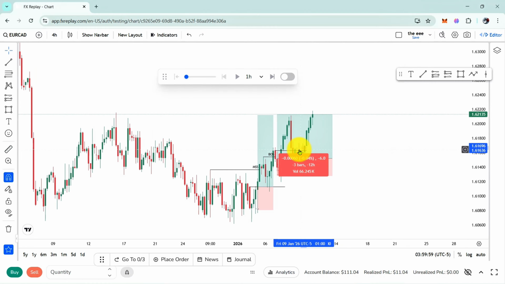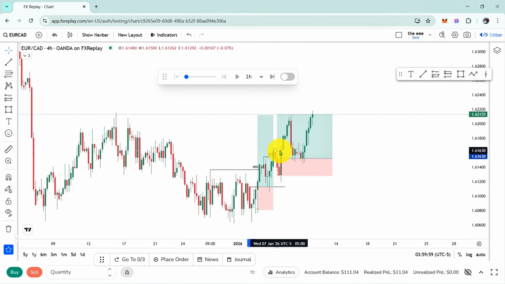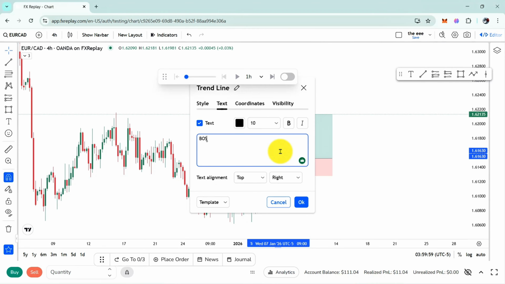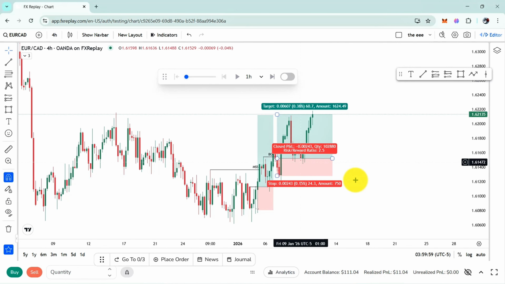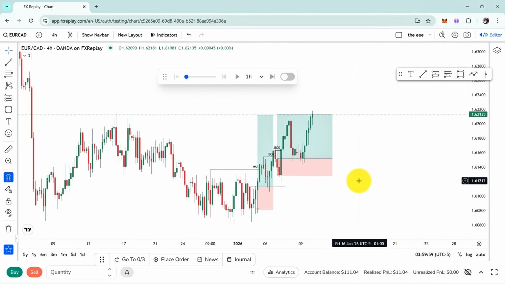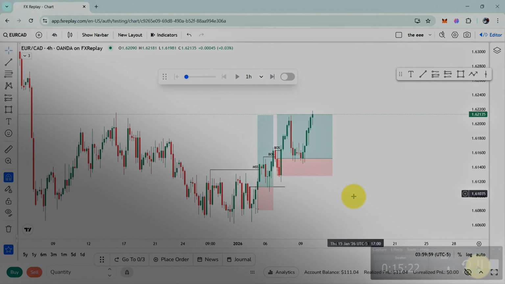We have another BOS here again. That's the break of structure, break of previous structure. So you see, I use this both in the case of market structure shift and BOS. Well, this is not the end. This is just a bullish scenario. Let's go into the bearish scenario so that you are going to understand fully in both cases.